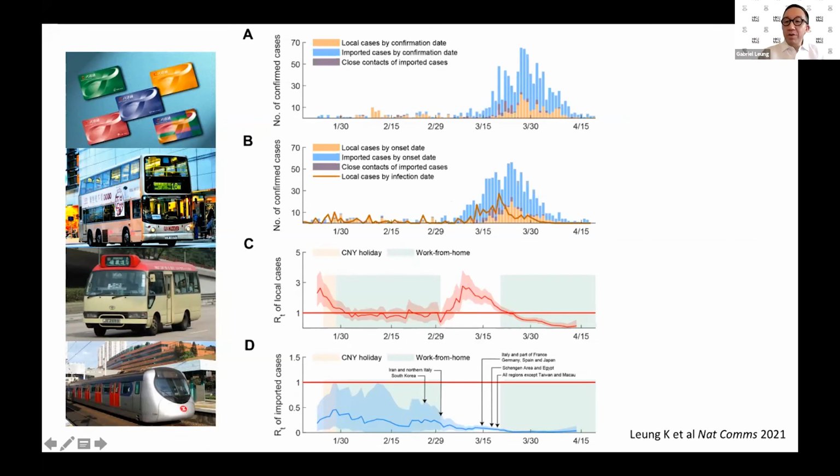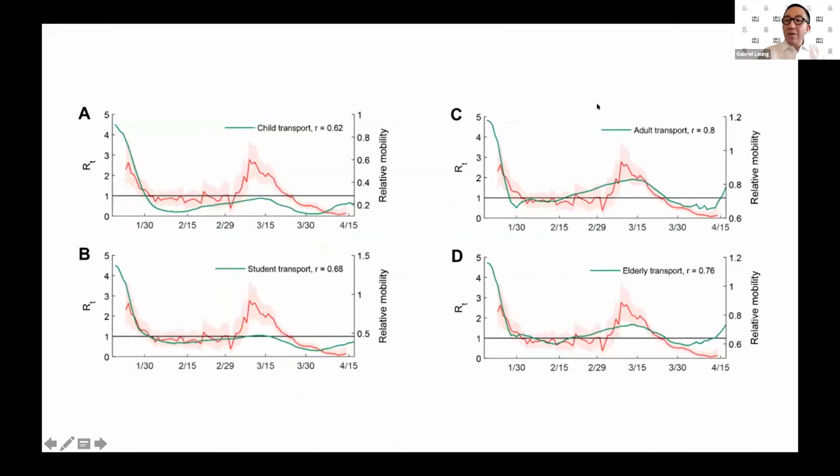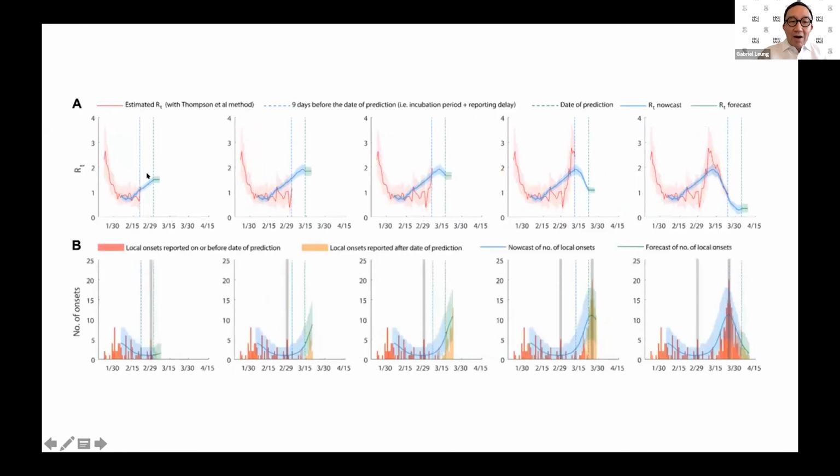And to cut a long story short, we found the data stream that is most highly correlated with the Rt stream historically, based on earlier data from the first quarter of last year. And then we nowcast and forecast it. And as you can see, moving from left to right, the nowcasting and the forecasting was pretty good. And that's actually what we relied on to tune our social distancing policies in Hong Kong.